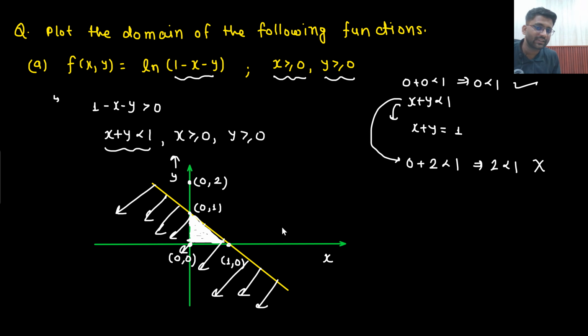Y greater than 0. What is the meaning of y greater than 0? Let's draw the graph of y greater than 0. Y greater than or equal to 0, this is what we need to draw. So what will I do first? First I will draw the graph of y equals to 0. What is the graph of y equals to 0?